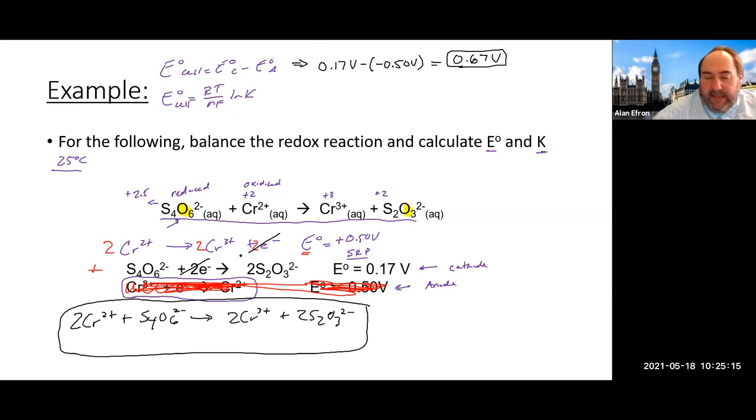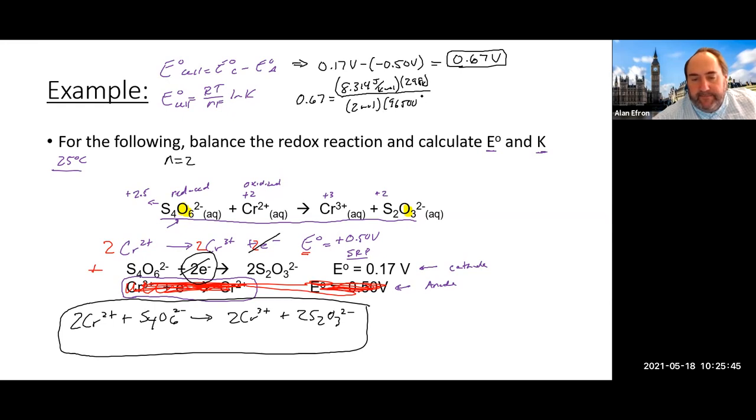By doing our balanced half reactions and crossing them out, we now see also that n is equal to 2. And that's pretty much what we need down here. So that would give us 0.67 is equal to our R, which is 8.314, and our temperature of 298, divided by our n, which is 2 moles, and our Faraday's constant. And that's going to equal the natural log of K.